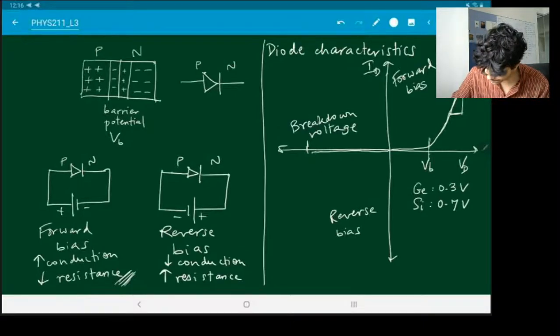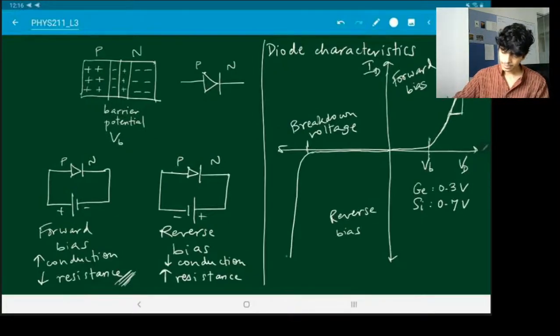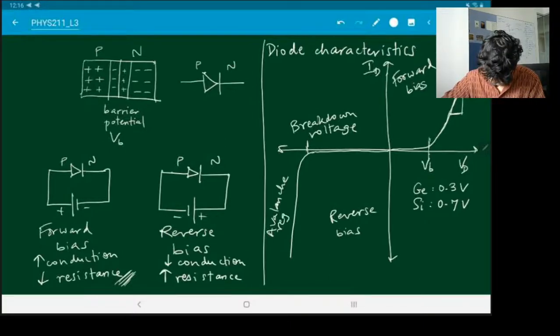suddenly you will have this. This is called the breakdown or the avalanche region. And once you reach this part of the characteristic curve, basically your diode is spoiled. You have burnt it, it's not going to work anymore. You have irreparably damaged your diode. So we never want to reach the avalanche region.